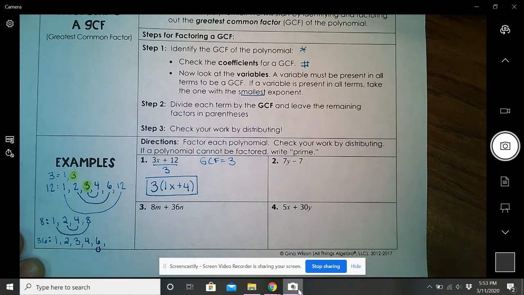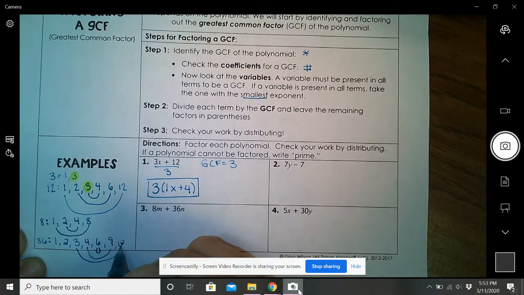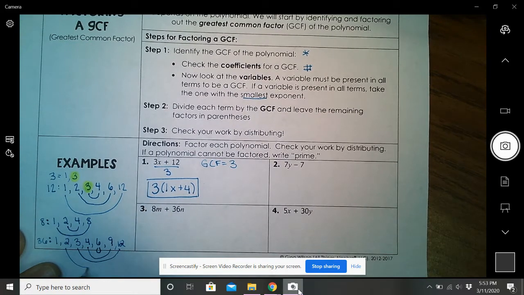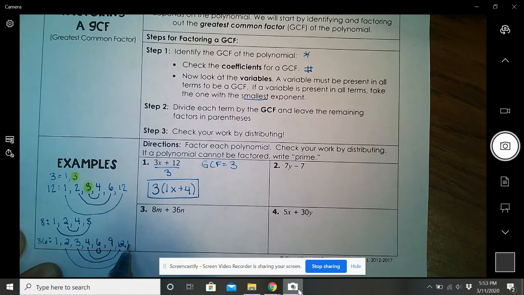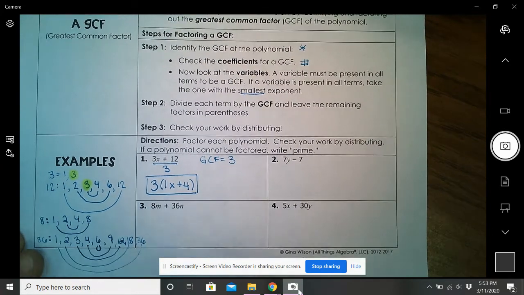36 divided by 7 is a decimal. 36 divided by 8 is a decimal. 36 divided by 9 goes with 4. So now I'm about to complete this pattern. 3 times 12 is 36. 2 times 18 is 36. And 1 times 36 is 36.